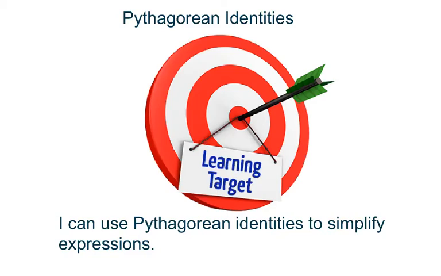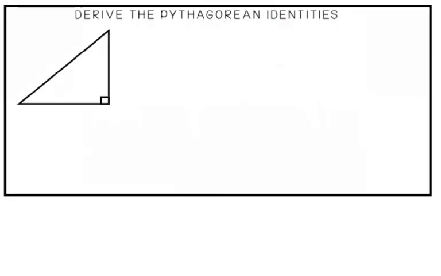Alright, so we're going to look at some Pythagorean identities, and we're going to be using these to simplify some expressions. So this is a pretty difficult concept. It's pretty advanced. You have to have just regular math skills, and then you have to know some stuff about trig. So our learning target is I can use Pythagorean identities to simplify expressions.